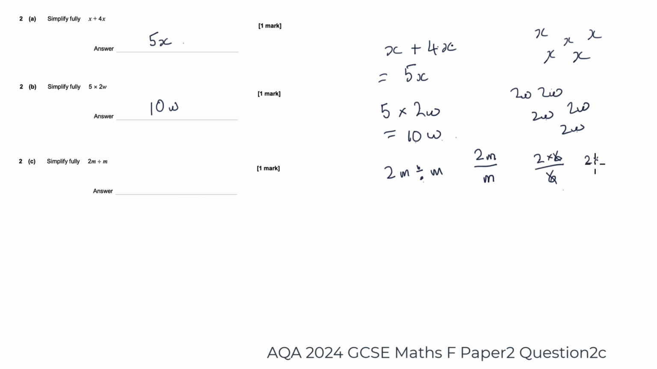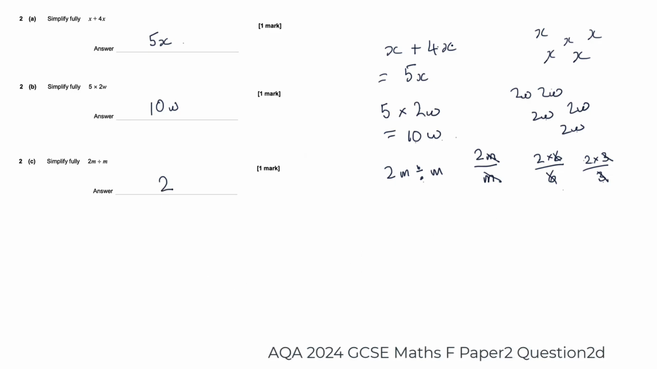If it was 2 times 3 divided by 3, that's 6 divided by 3. Cancel the 3's and you're left with 2. Cancel these m's and you're left with 2.